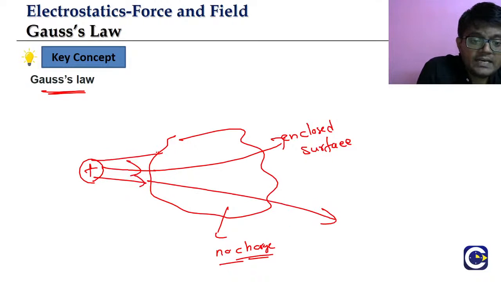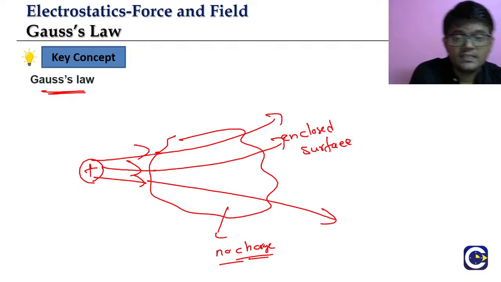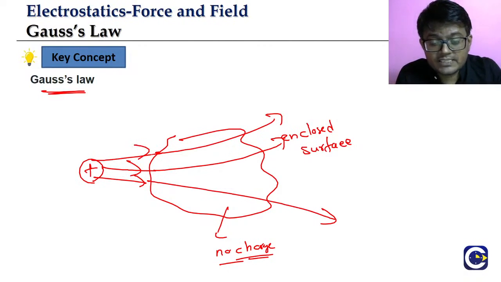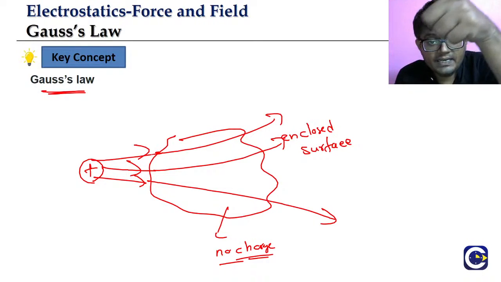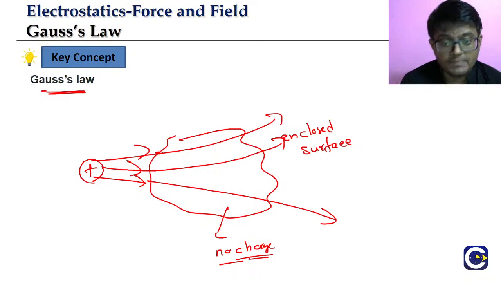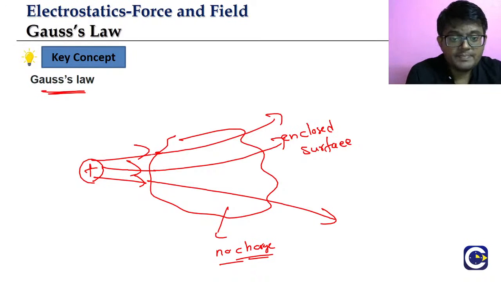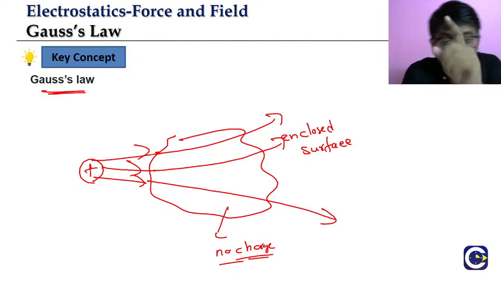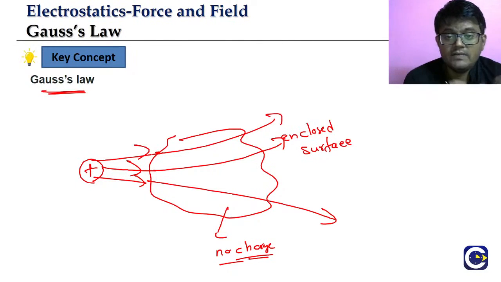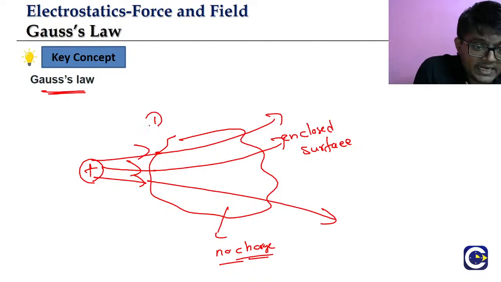Because remember the concept about the field lines. They will start from the positive charge and end at the negative charge. In the middle they will not be stopping. Electric field lines concept, how is it? They will start from the positive charge and they will be ending at the negative charge. In the middle they will not be stopping at all. Okay?